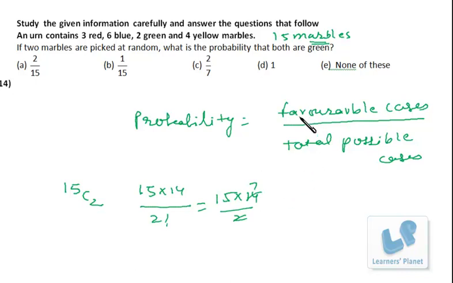And favorable cases is we want both of them should be green. So we have 2 green marbles, and out of 2 we have to select 2. So it's 2C2 over 105. Now what 2C2 is? It's 1, and it is 105. So 1 upon 105 will be the correct answer for this problem, which is not there in the options. So it's none of these. Okay, I'm sure you are clear.